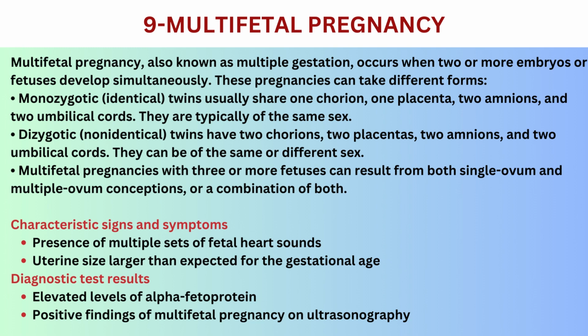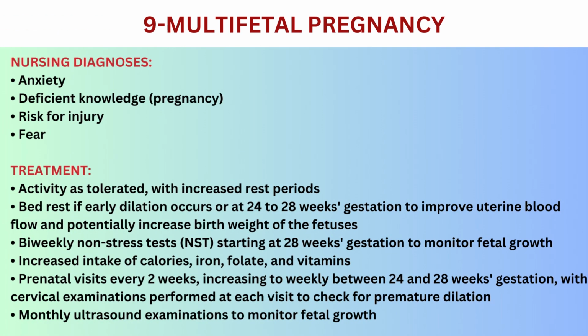Multifetal pregnancies with three or more fetuses can result from both single ovum and multiple ovum conceptions, or a combination of both. The characteristic signs and symptoms: presence of multiple sets of fetal heart sounds, uterine size larger than expected for the gestational age. The diagnostic test results: elevated level of alpha-fetoprotein, positive finding of multifetal pregnancy on ultrasonography. The nursing diagnoses include anxiety, deficient knowledge, risk for injury, and fear.